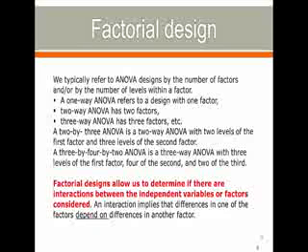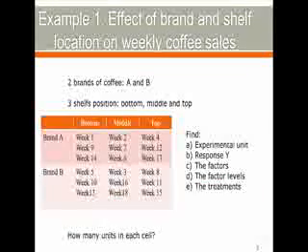Therefore, factorial design allows us to determine if there are also interactions between independent variables or factors that are under consideration. If there is an interaction between factors, then it means that one factor influences the other factor. Therefore, it will be very hard to study their individual contribution to the variable.